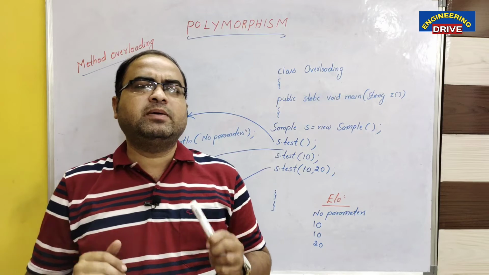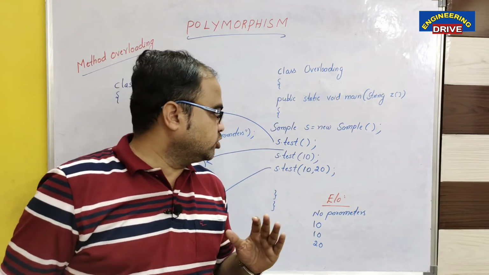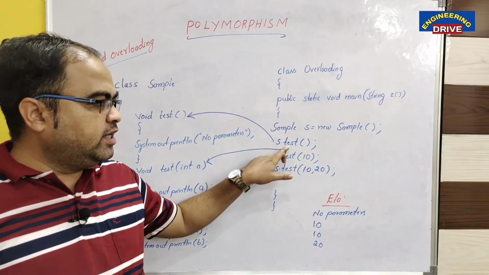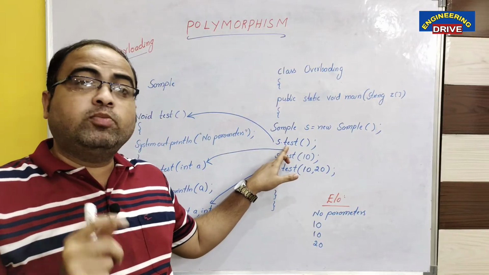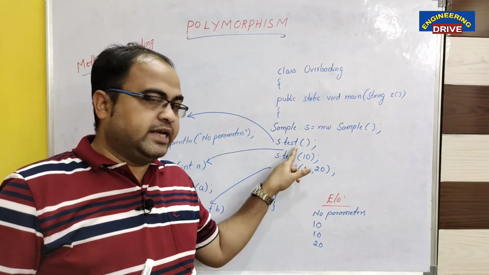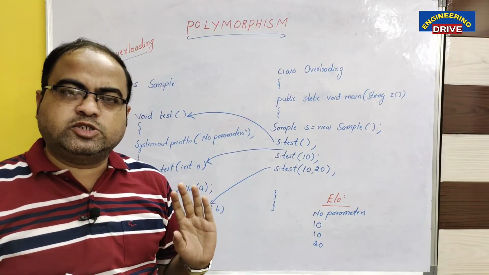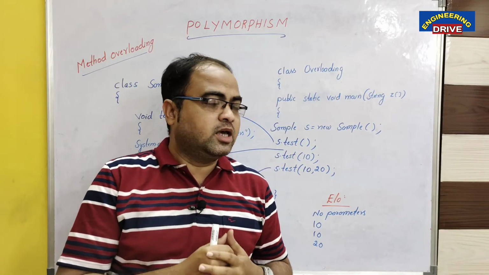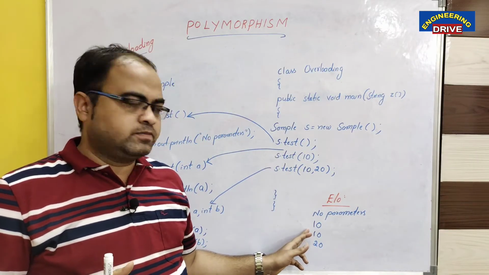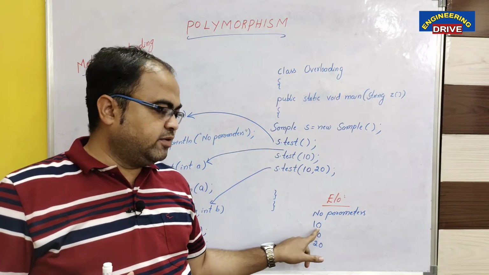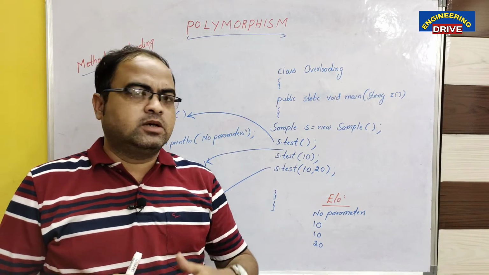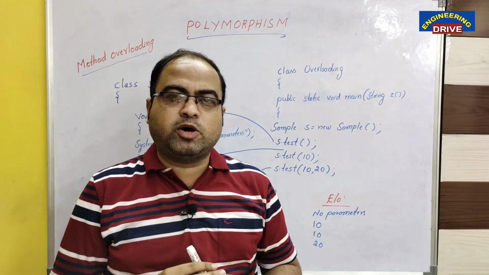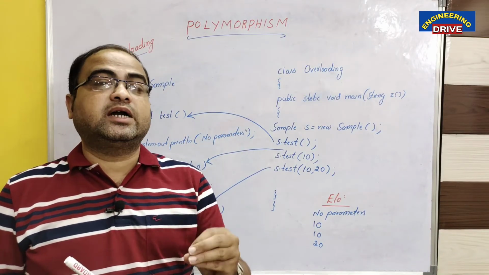Now, sir, what is meant by method overloading here? Listen, my dear students. The method name is same. By using the same object, I am calling the same method, that is with the same name. How many times? 3 times I am calling the method. Test, test, test. Which means a same method with the same name has been called 3 times. Then we are getting different outputs here. First we got the output no parameters. Second we got 10. Third we got 10 and 20. So method name is same, but it is doing multiple different works. How is it possible? This is possible with the concept of method overloading.